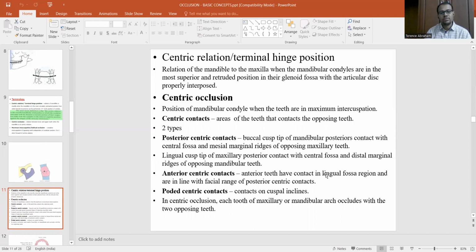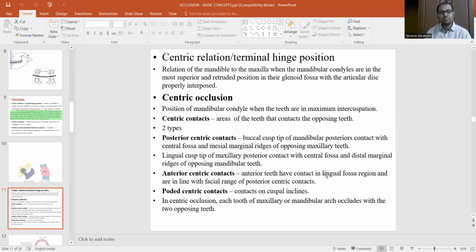There are two types of centric contacts. That means the area of the teeth that contacts the opposing teeth is known as centric contacts. There are two types of centric contacts: posterior centric contacts and anterior centric contacts. Posterior centric contacts are the buccal cusps of the mandibular posterior teeth and the lingual or palatal cusps of the maxillary posterior teeth.